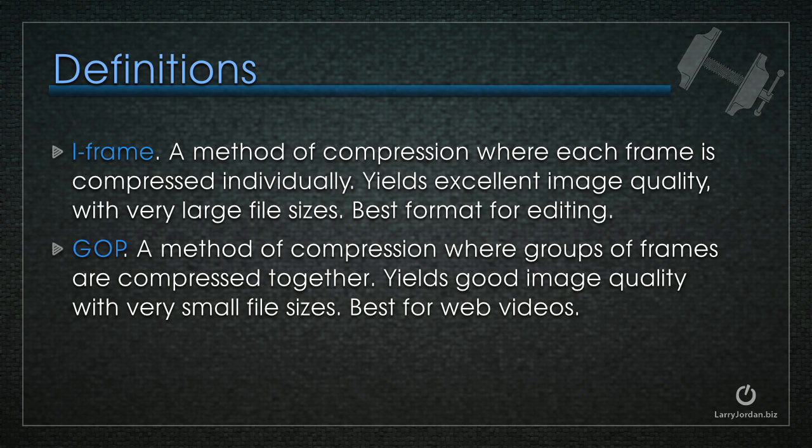GOP, which stands for Group of Pictures, is a method of compressing where groups of frames are compressed together. This yields good image quality with very small file sizes, but there are some problems editing group of pictures because of the way that the GOP is actually structured. This is best used for web videos. So iframes give us the highest quality. GOP gives us the smallest file size.